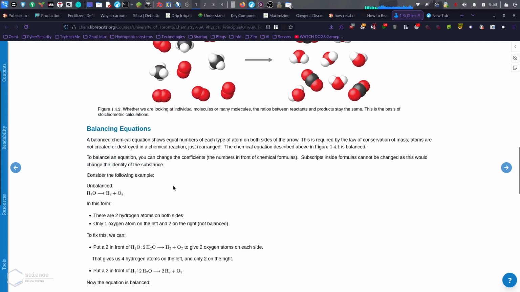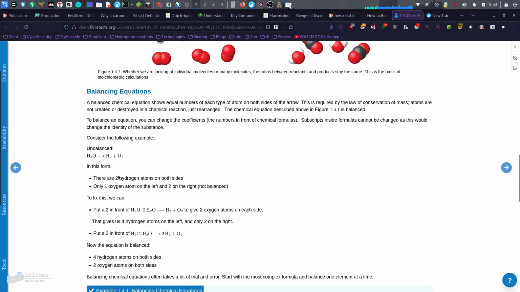And consider the following example. I don't know how this works, but okay. Consider the following example. Unbalanced. Water divided into hydrogen and oxygen. How can this be made?